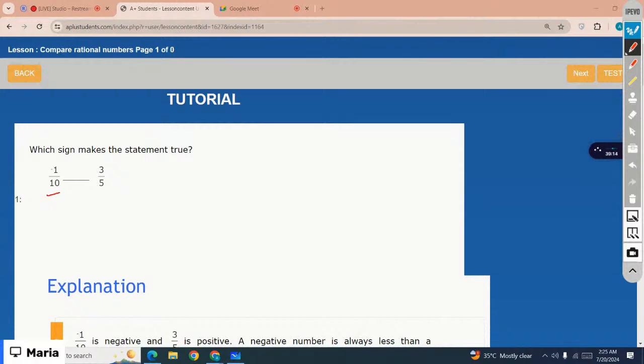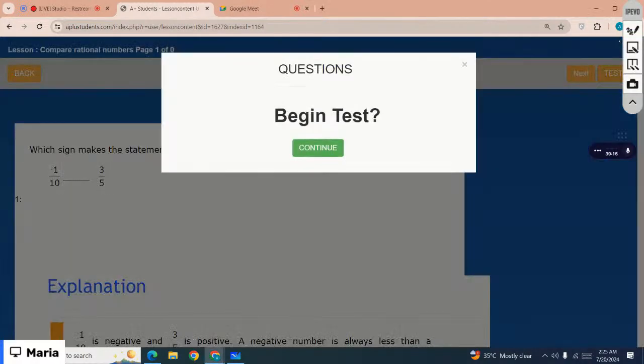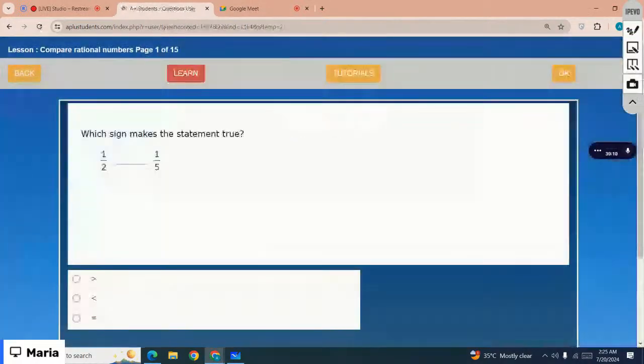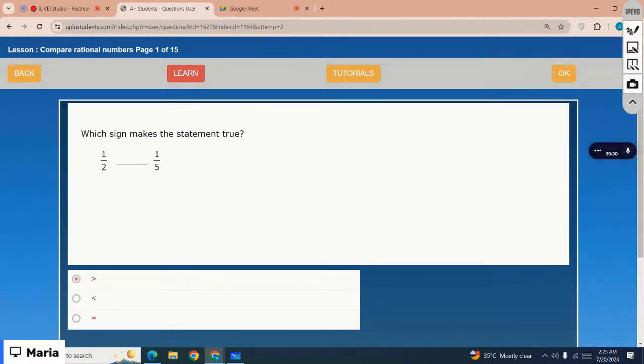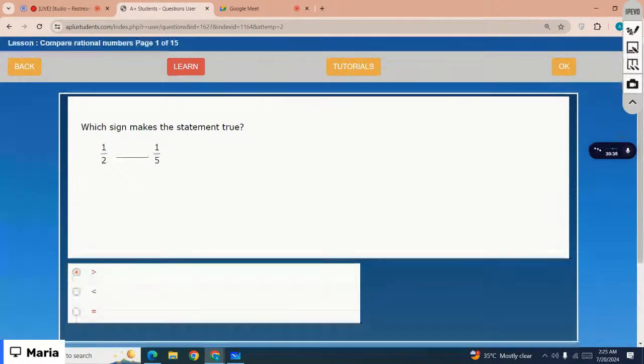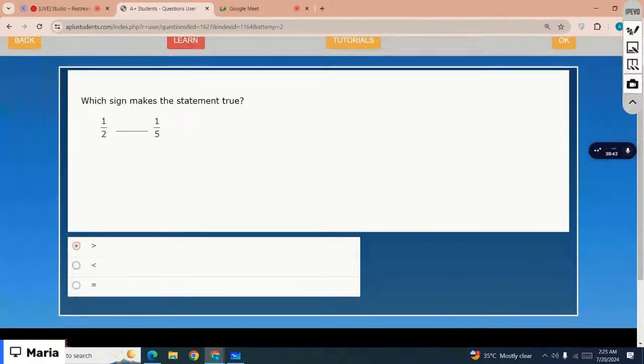Okay, let's just start with the test questions. 1 over 2, you have to compare it to 1 over 5. So which is the correct option? 1 by 2 is more than half, right? 1 by 2 is more than 1 by 5. 1 by 2 means you have two portions and one of them is colored, and 1 by 5 means you have five portions and only one is colored, right? So that means 1 by 2 is greater than 1 by 5.